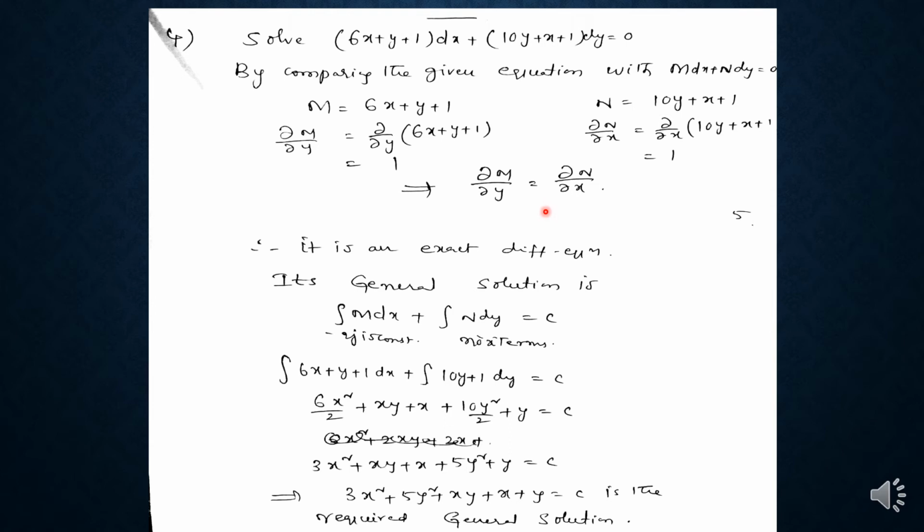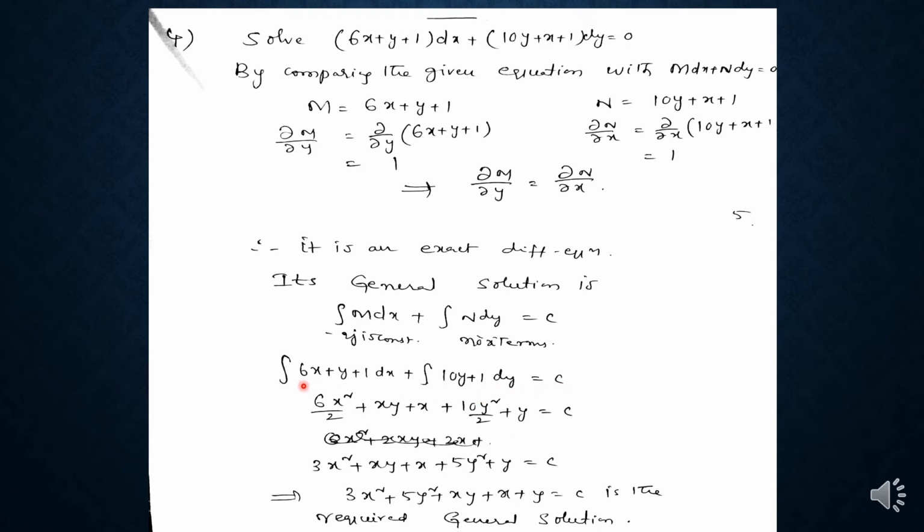So after proving that the given differential equation is an exact differential equation, we should go for the general solution. What is its general solution formula? Integral M dx plus integral N dy is equal to constant. So what is M here? Integral (6x plus y plus 1) dx plus integral (10y plus 1) dy is equal to c. While taking N here, we should take only the terms which are free from x. So that is 10y plus 1 dy.